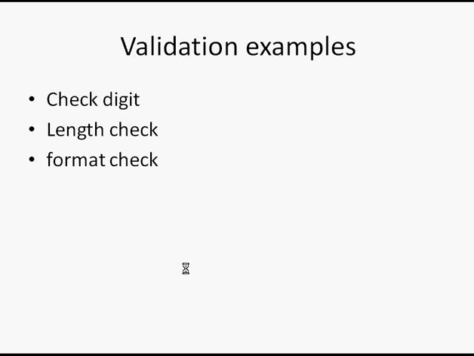There are other types of validation such as check digit, which will make sure that a particular digit is in a particular place in some data that you entered. Length check to make sure that data entered is of a certain minimum, maximum length. Format check to make sure things like postcodes are in a particular format.